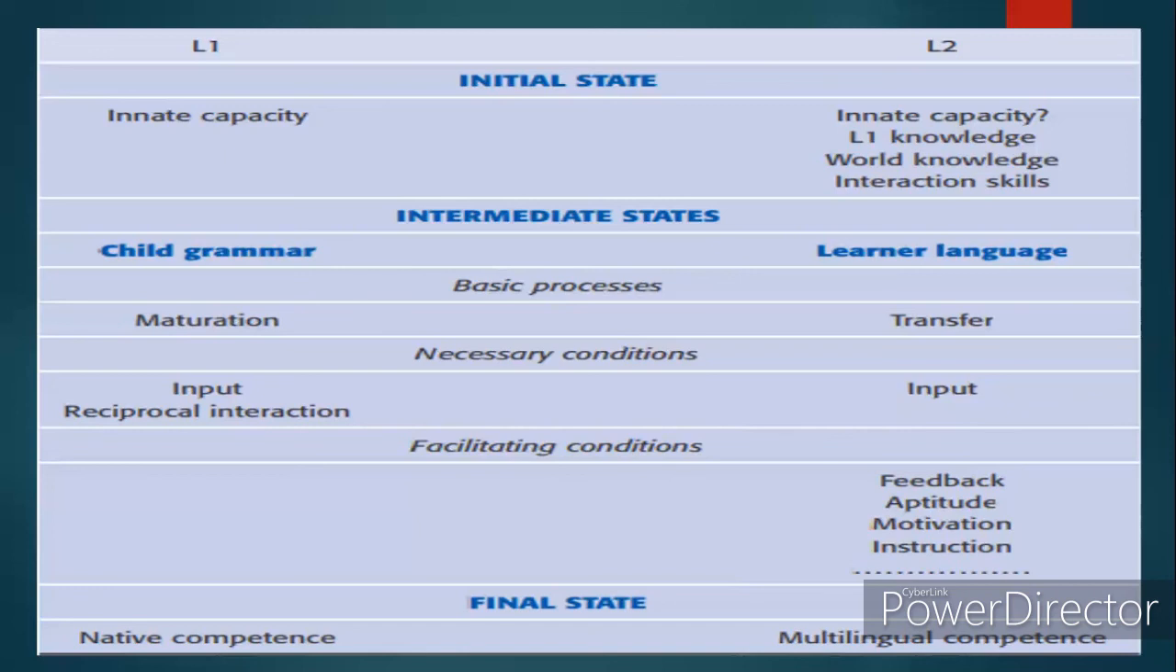The final state of L1 development by definition is native linguistic competence. So after all the processes that a person has to go through, the final state is the result, or the outcome, of the first language and the second language learning.